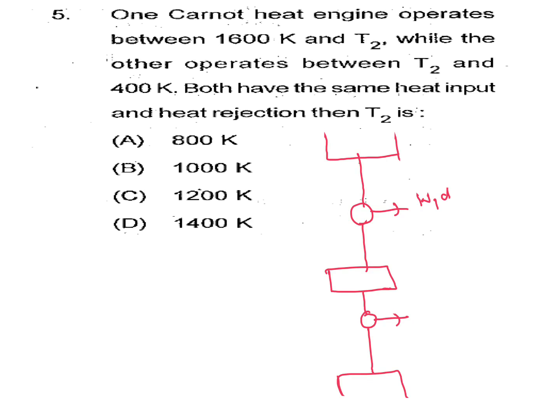This is W1, W2. First engine maximum temperature is 1600 Kelvin. Then T2 in the second engine, and minimum temperature is 400 Kelvin. Q1 is heat supplied to engine 1. Q2 is heat rejected from the first engine. Q3 is heat supplied to the second engine. Q4 is heat rejected from the second engine. Both have the same heat input, so Q1 equals Q3, and the same heat rejection, so Q2 equals Q4.